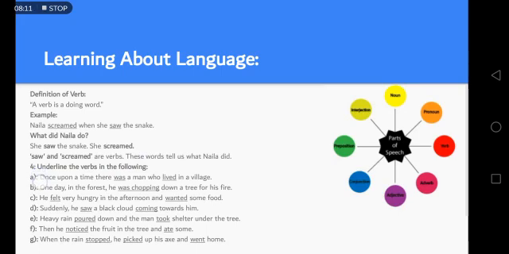Here in this sentence, saw and screamed are both verbs. These words tell us what Naila did. Means they both are actions. Okay? Next is underline the verbs in the following. You will do this question in your textbook. You have to read the sentences carefully and then underline all the verbs in these sentences. Okay?